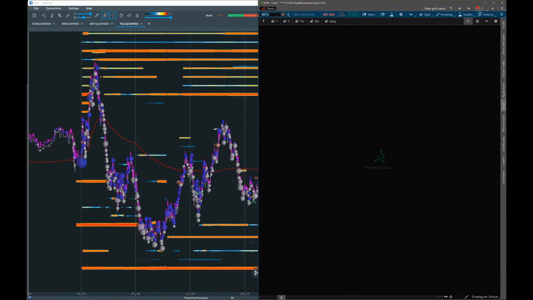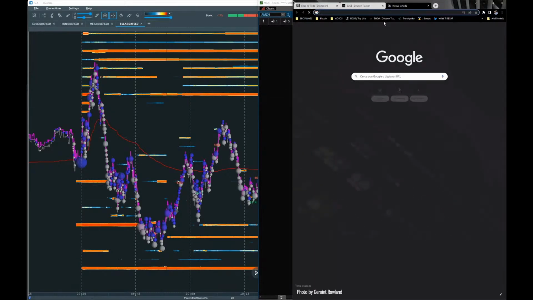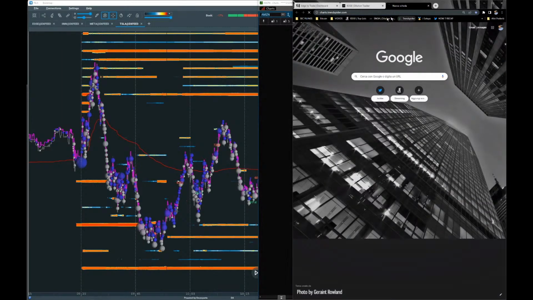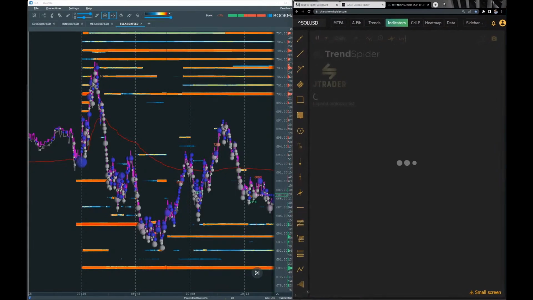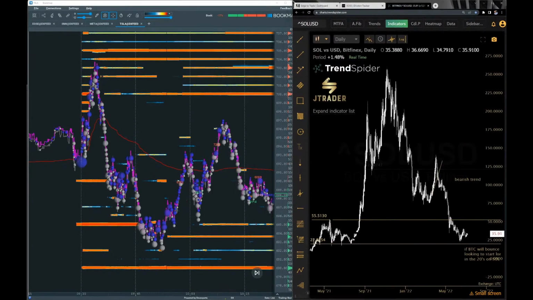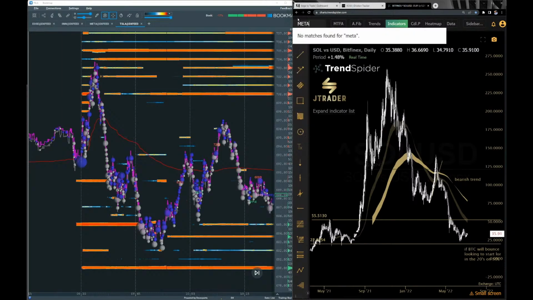Let's see over here. Pulses some slow, so I may put up another charting software. Been having problems this morning with the charting software. Okay, so I'll be using Transpider. I use this mainly for daily analysis. You can see over here my crypto Solana. We'll put over here Amazon and Meta. We'll start with Meta.